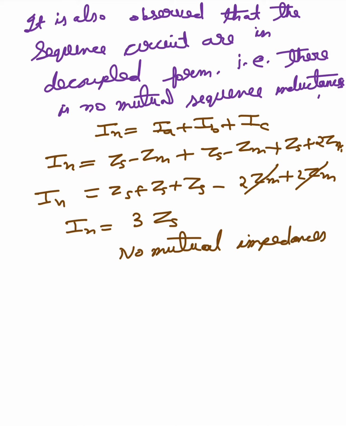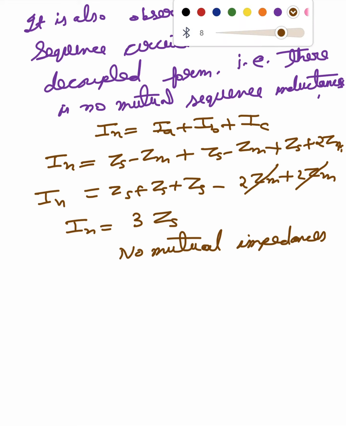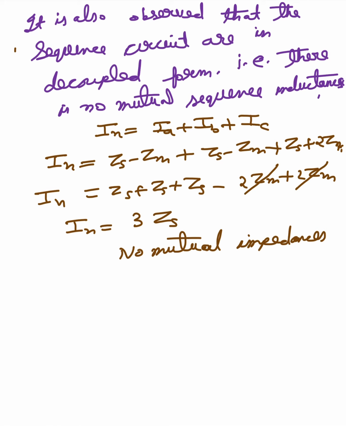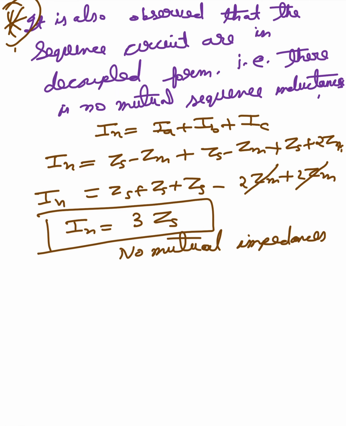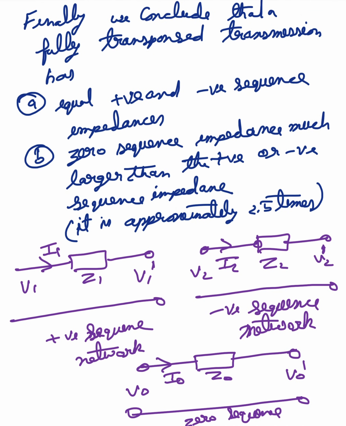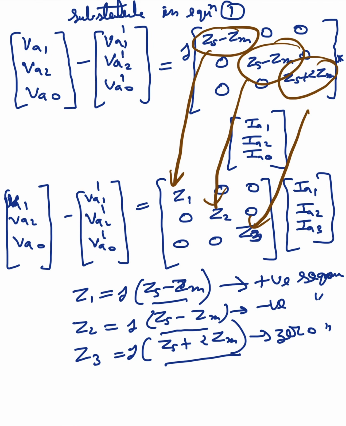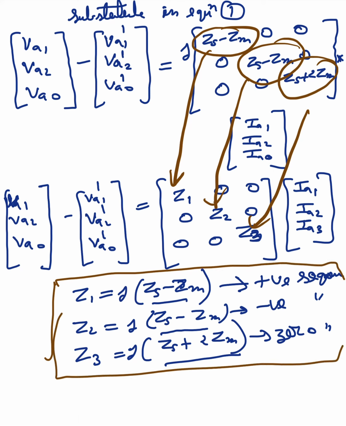This is the important thing you should remember. Two points are important. First, in the neutral there is no mutual impedance. Second, finally we conclude that the positive and negative sequence impedances are equal, and the zero sequence impedance is much larger than the positive and negative sequence impedances. The positive, negative and zero sequence impedances are ZS minus ZM, ZS minus ZM and ZS plus 2ZM.